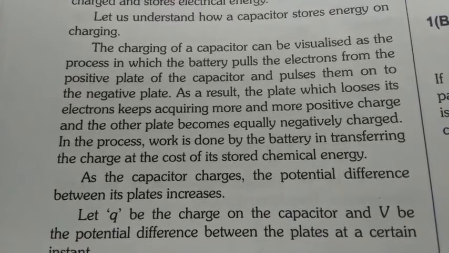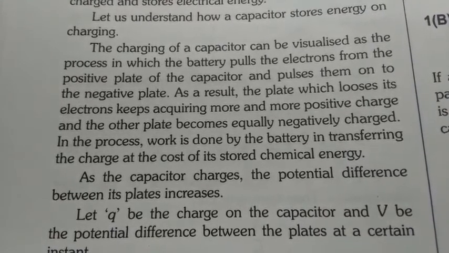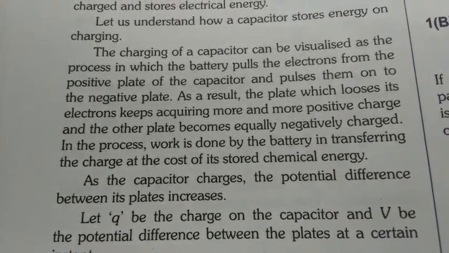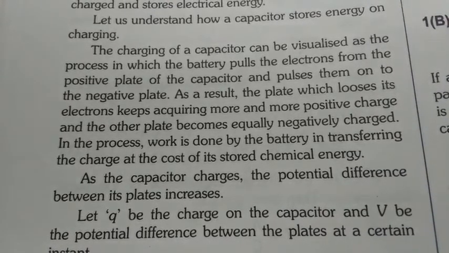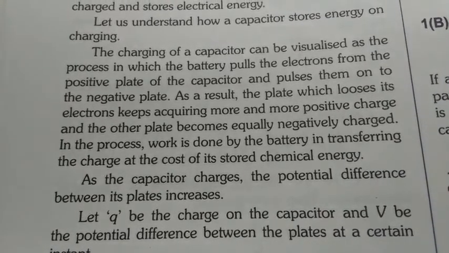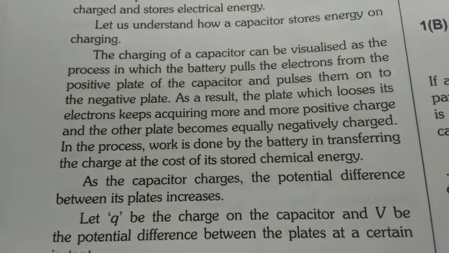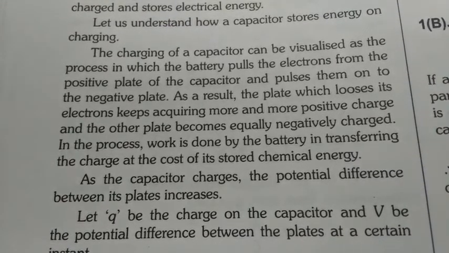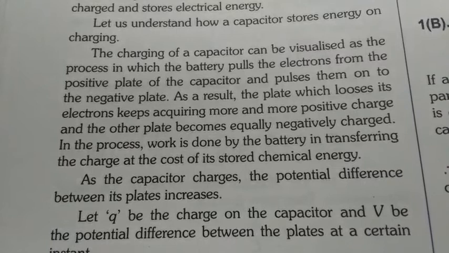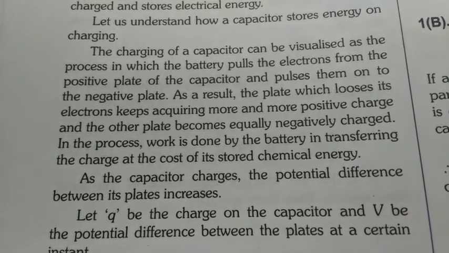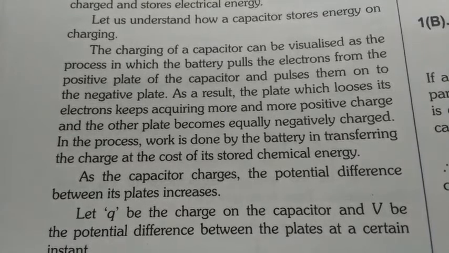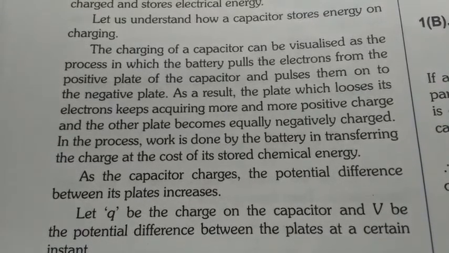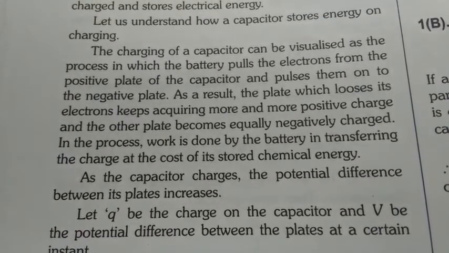In the process of charging a capacitor, what happens? The battery pulls the electrons from the positive plate of the capacitor and pushes them onto the negative plate. That means here the battery is transferring electrons from one plate to another. As a result, the plate which loses its electrons keeps acquiring more and more positive charge, and the other plate becomes equally negatively charged. So are you understanding what is happening here?